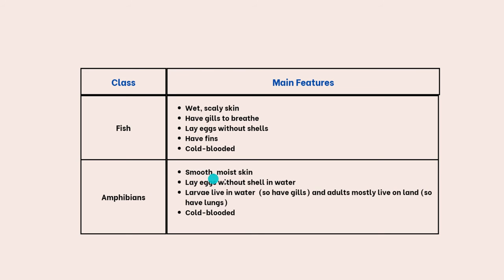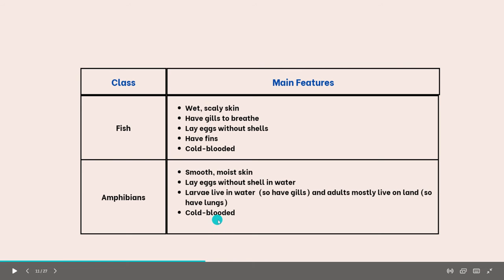Amphibians have smooth moist skin, and they lay eggs without shells in water. Larvae live in water so they have gills, and adult amphibians mostly live on land so they have lungs. Amphibians are also cold-blooded, which means they're also ectotherms.